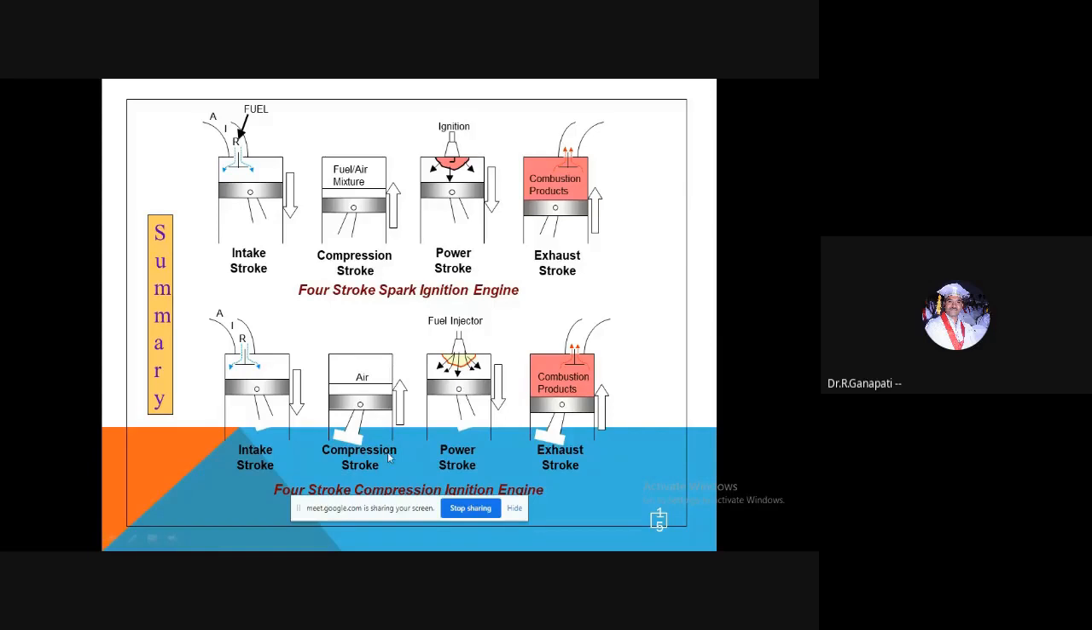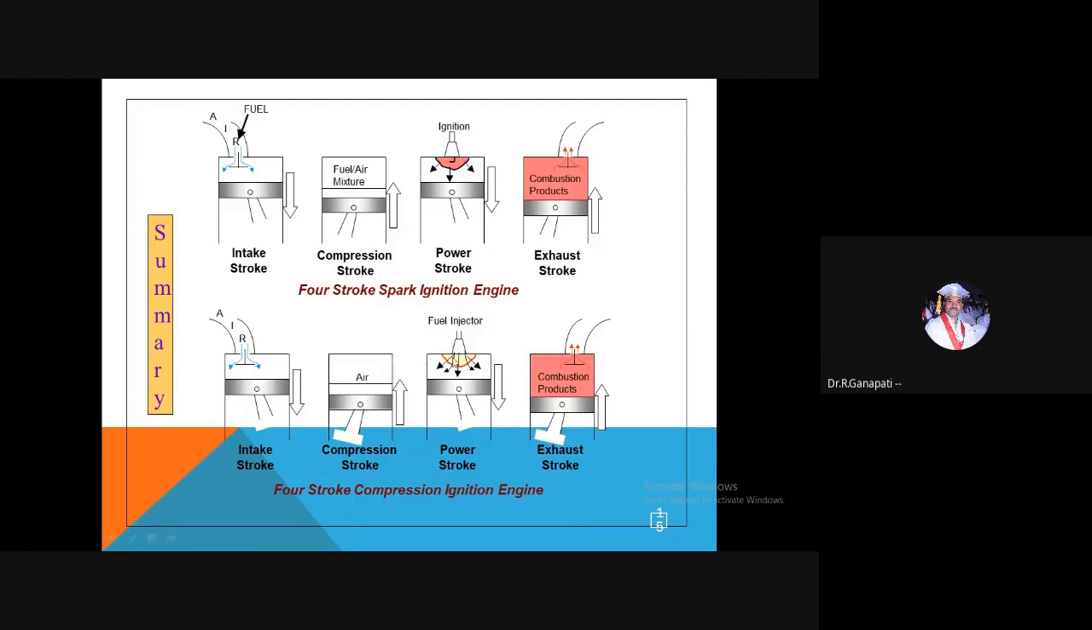The similar working applies for the compression ignition engine. Initially in the suction stroke, only the fresh air will enter, while the piston travels from the top dead center to the bottom dead center. And in the second stroke, when the piston travels from the BDC to TDC, at the time both the valves are in the closed position. So what will happen? The pressure and temperature will rise.